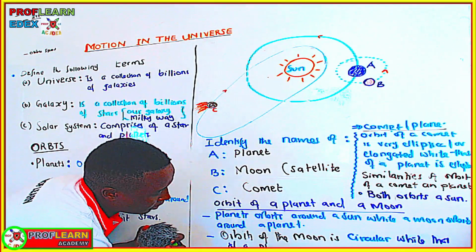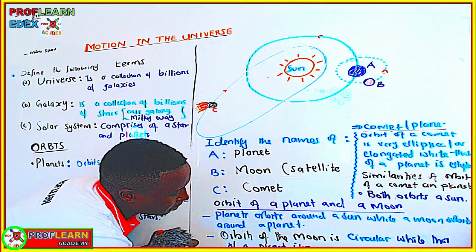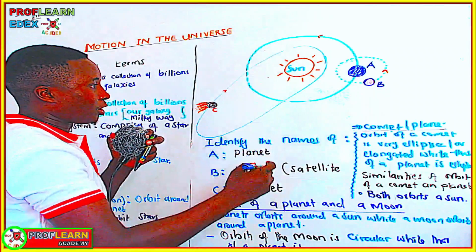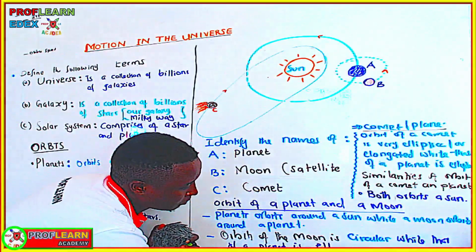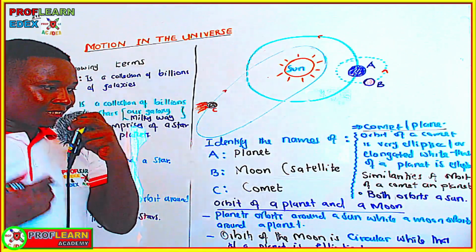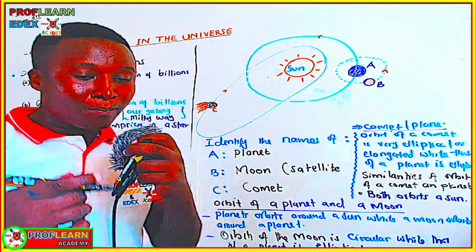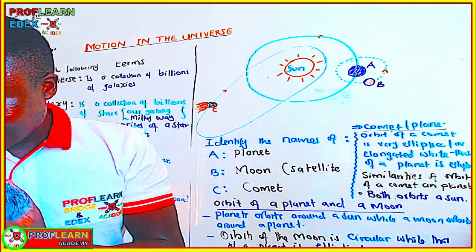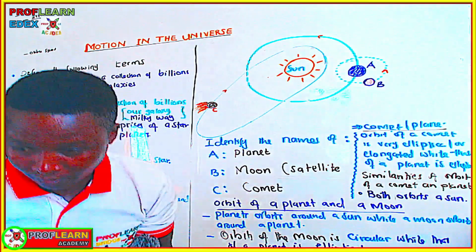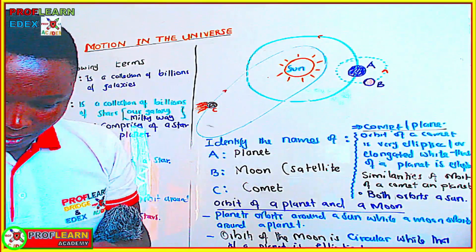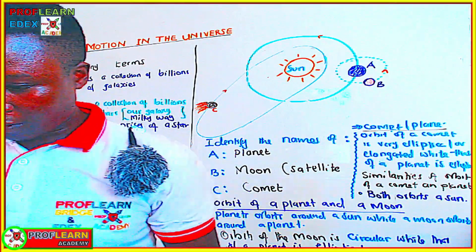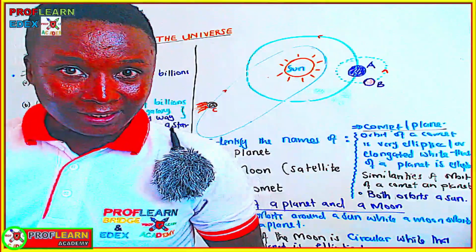That of a planet is, we can say, elliptical. Yeah, the orbit of a planet is elliptical, while the orbit of the moon is actually circular. Yeah. Okay. Mean orbit of a planet is elliptical, orbit of the moon is circular.